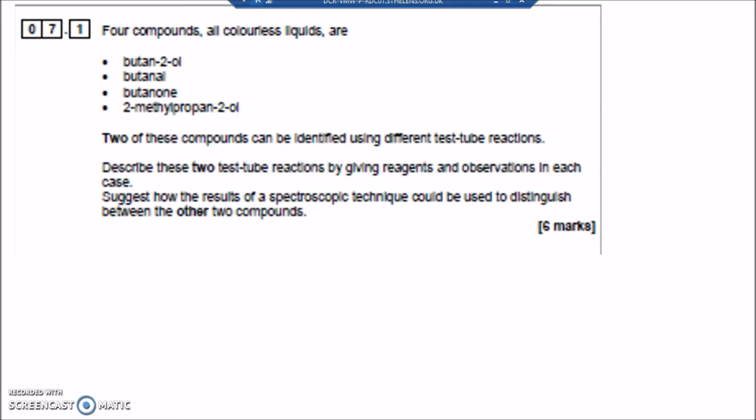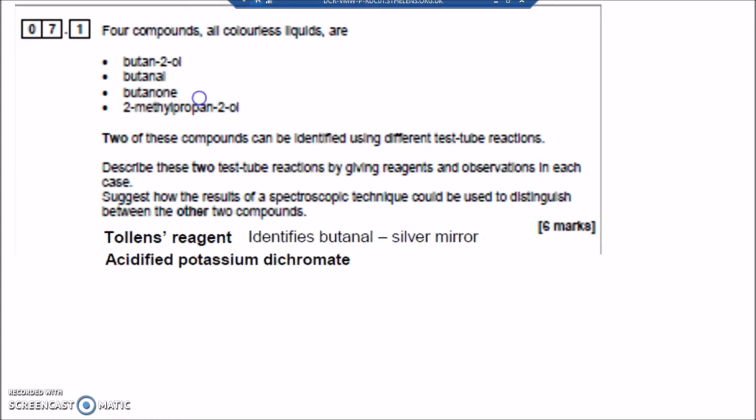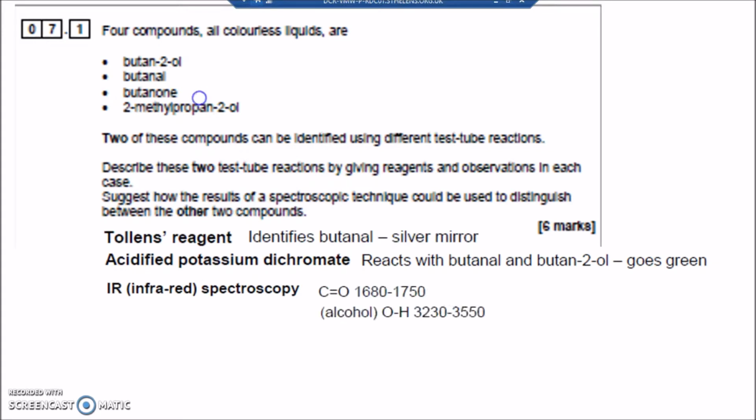But either way, those are the 2 tests, and then you need a test for butanone. Butanone, well, there's no test, so you need a spectroscopic technique. In other words, you're going to use infrared spectroscopy and find the wave number of the infrared light that's absorbed by the carbon to oxygen double bond as it vibrates or stretches. And again, for the 2-methylpropan-2-ol, you've got an OH group, and you've got to identify the wave numbers of those absorption peaks, and you can find that from the data book.